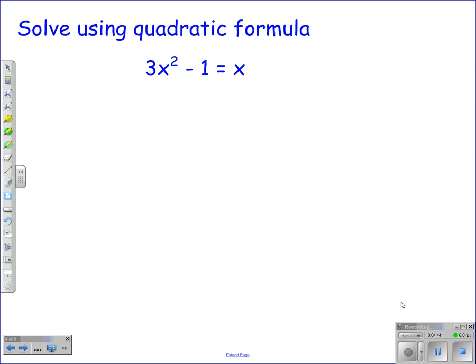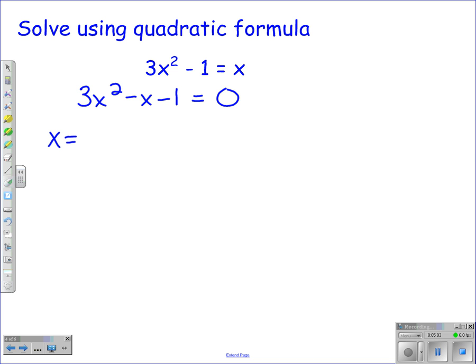Let's use the quadratic formula again. This time x is on the right-hand side. Be careful that when you bring that over, you put the equation so that it is from highest degree to lowest degree. And then let's start substituting our a, b, and c into the quadratic formula.